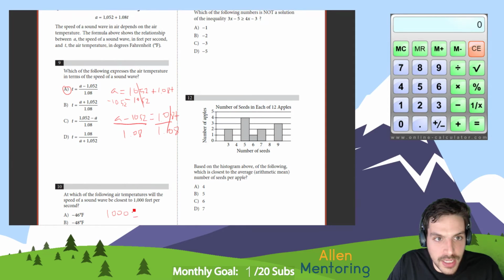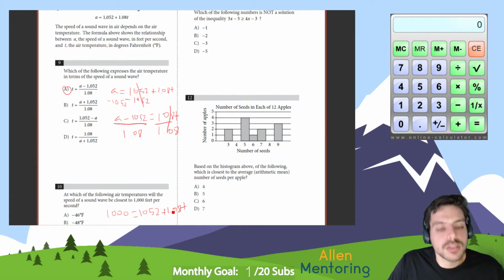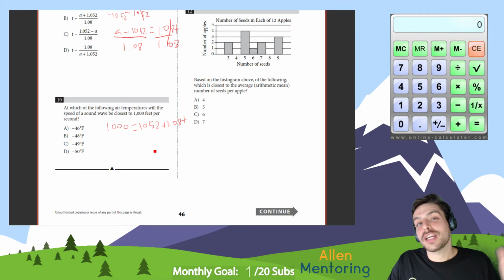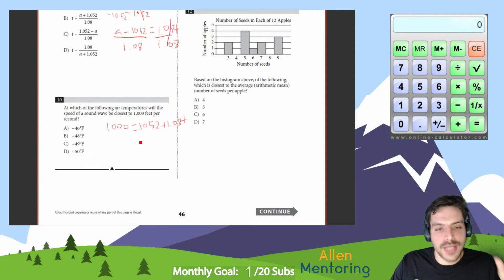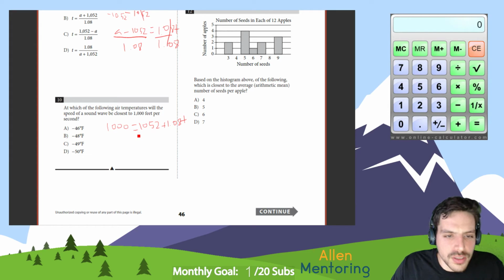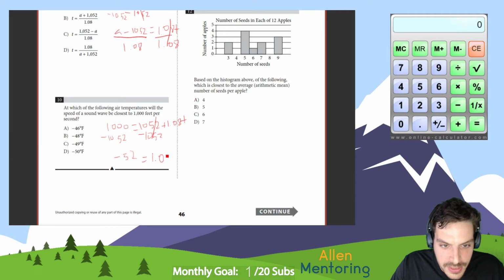And then we're going to say 1,000 is equal to 1,052 plus 1.08 T. So pretty simple algebra problem, right? Single variable. We're going to do this just like every other algebra problem in the world. We're going to do the opposite to both sides. I'm going to need a little catchphrase in the future for saying that. Opposite on both sides. So we're going to do minus 1,052 on both sides here. Okay. And we're going to get negative 52 is equal to 1.08 T.